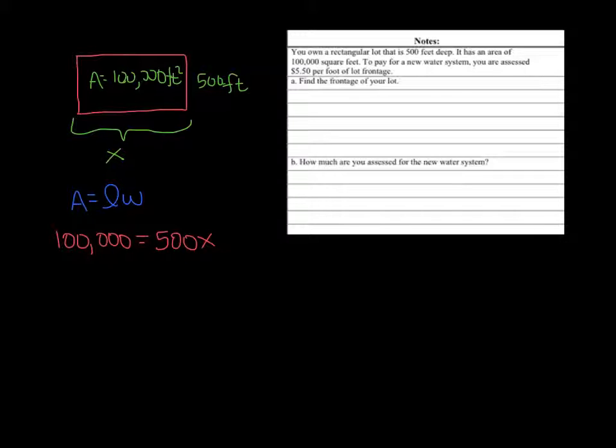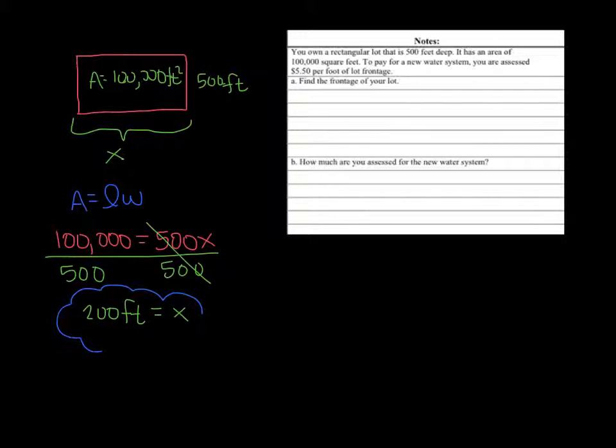So notice this is answering the question to find the frontage of your lot. Okay? So from here, the opposite of multiplying by 500 would be to divide by 500. So I'm going to do that on both sides. And that tells me that the frontage of my lot should be 200 feet. That's x. Okay, so if you look at your picture, in reality, the frontage of your lot is actually more narrow than how deep it is, but you get the idea here. So we've answered part A. We know that part A is that it's 200 feet of frontage.